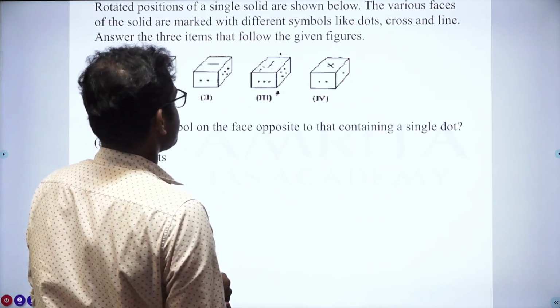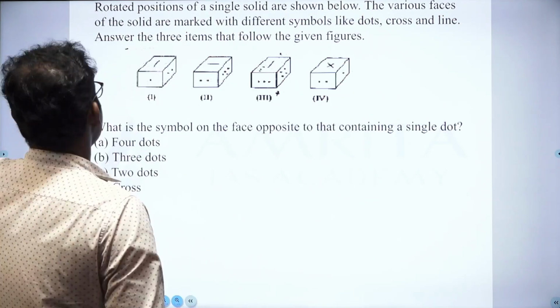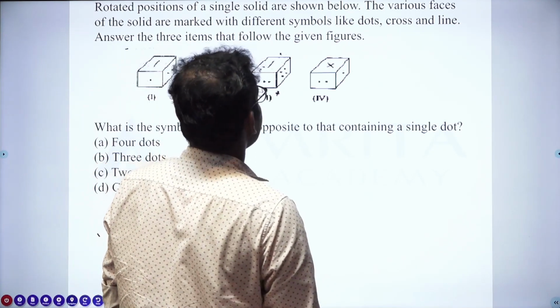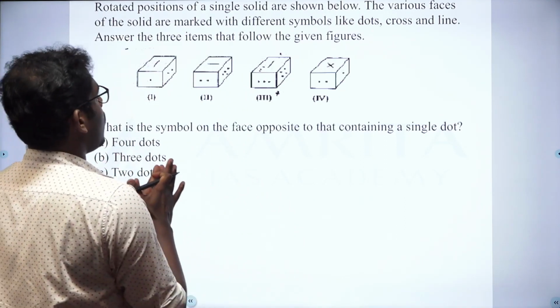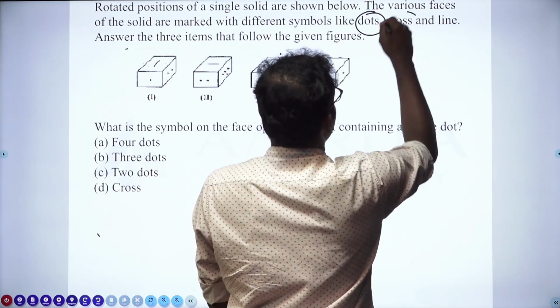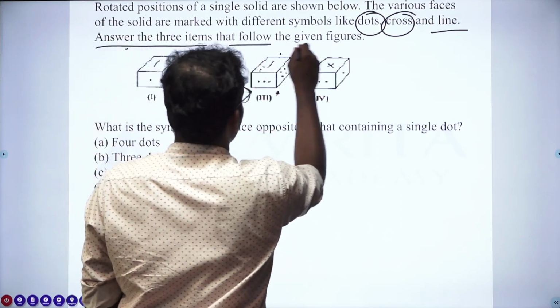The next question, oh, it's hard to read, I think. Okay, fine. Let me read the question first. Rotated positions of a single solid are shown below. The various faces of the solid are marked with different symbols like dot, cross and a line. Answer the 3 items that follow the given figures.